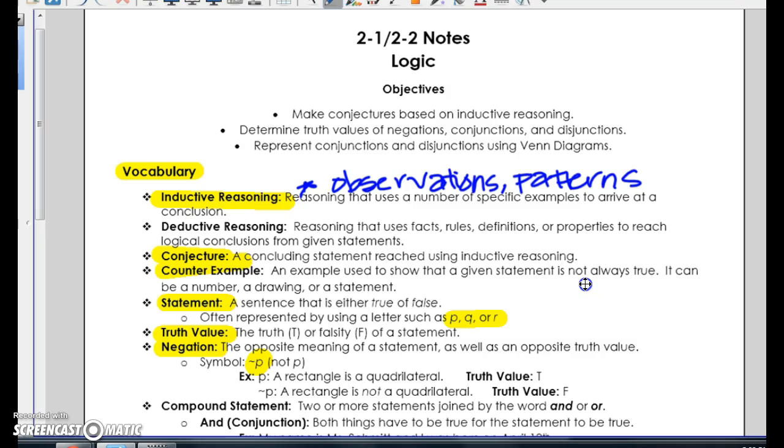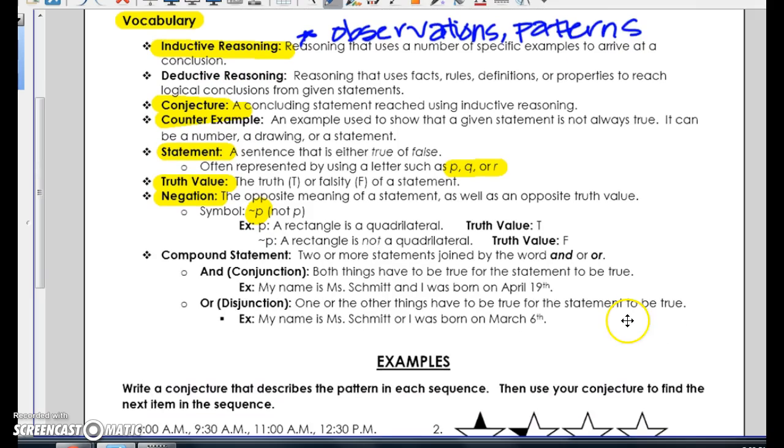Looking more into these statements, we have what's called compound statements. A compound statement is 2 or more statements joined by the word and or or. When we use and, that is called a conjunction. In order for a conjunction to be true, both things about that statement have to be true. For example, Ms. Schmidt was the one to write these notes, and her birthday is on April 19th. So the statement, my name is Ms. Schmidt and I was born on April 19th, is true because her name is Ms. Schmidt and she was born on April 19th.